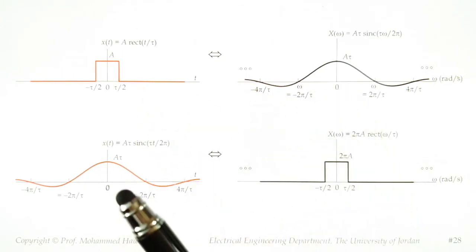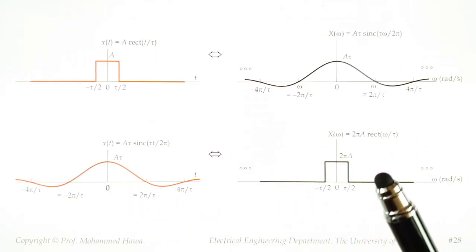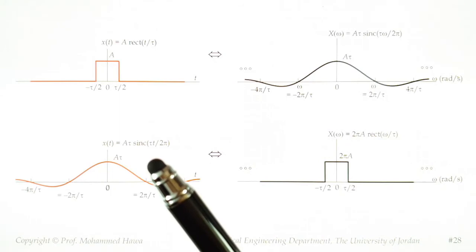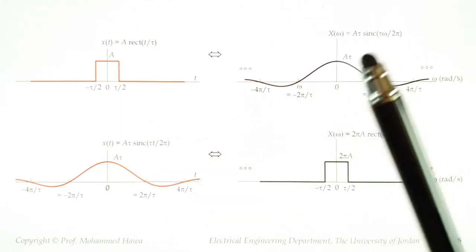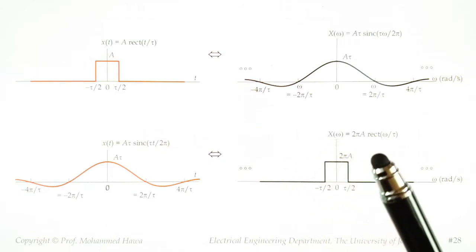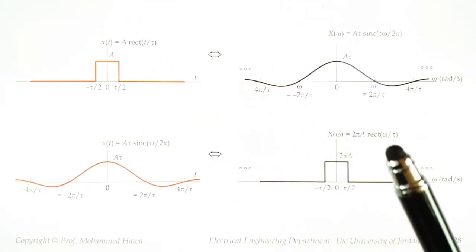On the other hand, the Fourier transform of sinc in the time domain gives you rect in the frequency domain. This is what we call duality. Notice that this function is exactly the same as this function. Instead of omega here, I have t here. This function is exactly the same as this function. Instead of t here, I have omega.